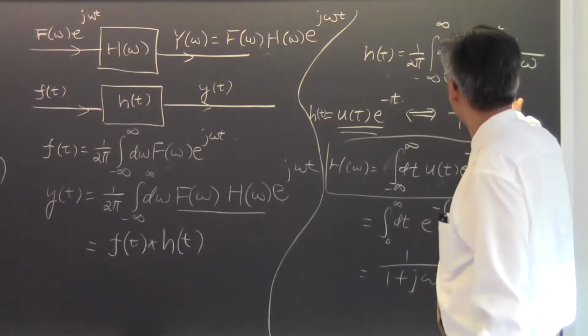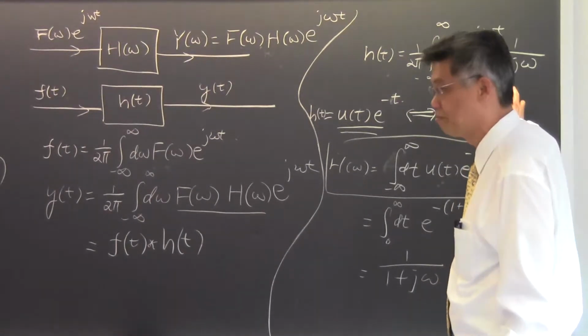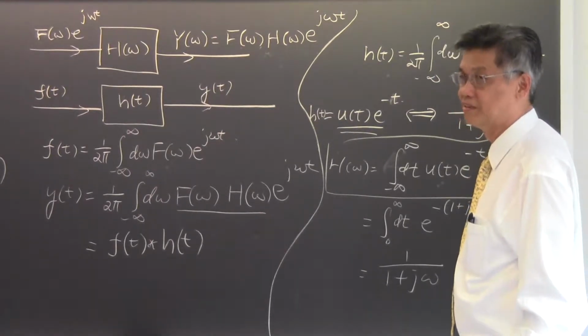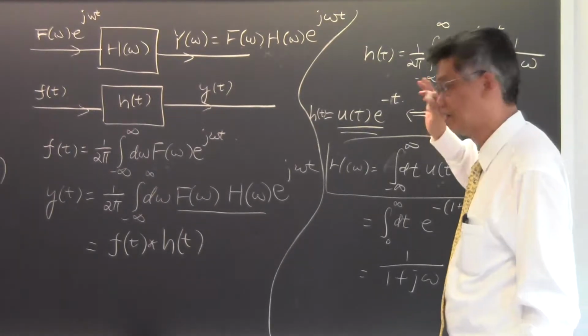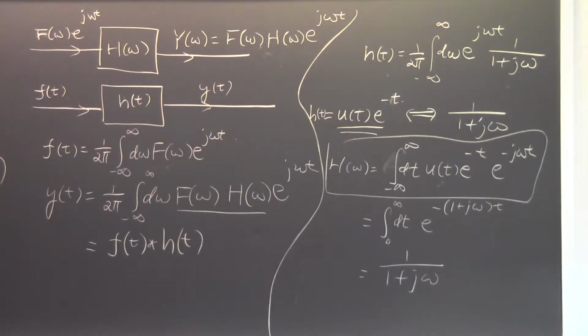How to do this in closed form, you have to know more mathematics. You have to learn complex variable theory, then you can do this in closed form. At this point, you cannot do that, so you just do a table lookup.